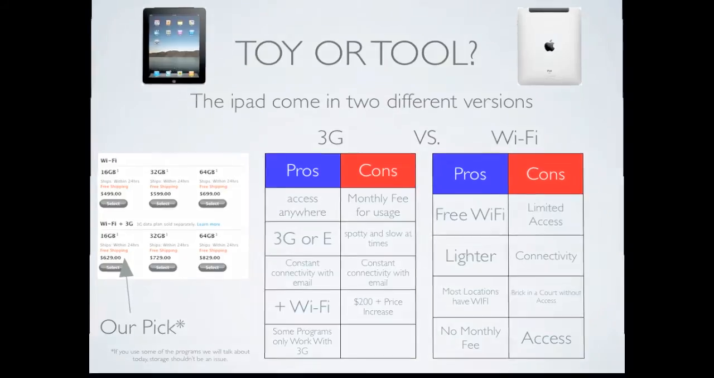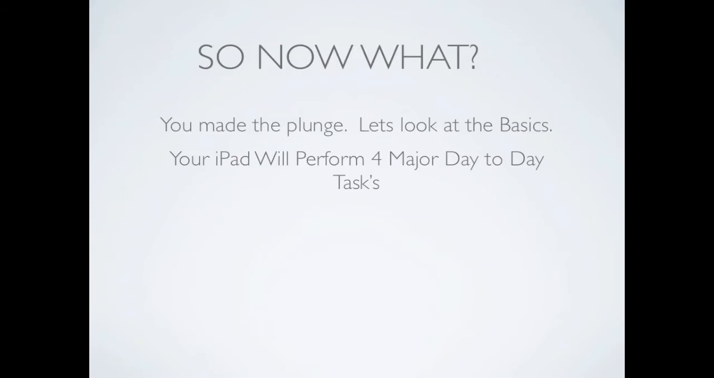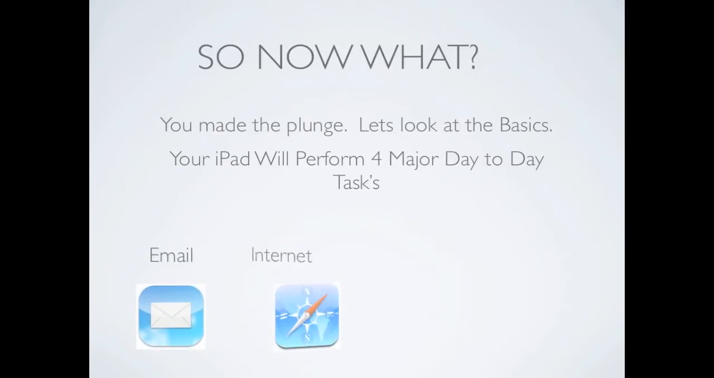We recommend that you start out with the 16 gigabyte Wi-Fi 3G version. We tell you to start out with the 16 gig so it won't hurt your pocketbook as much when you upgrade, and also because if you use Dropbox, storage shouldn't be an issue.